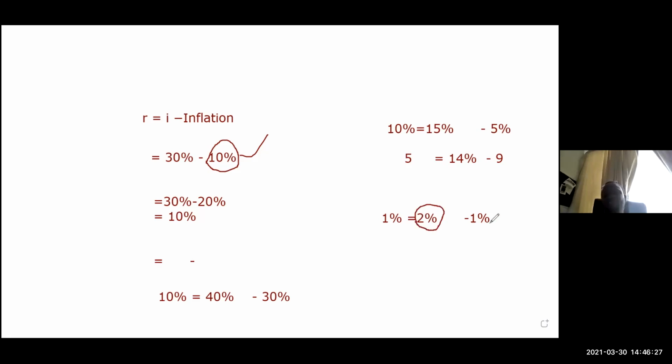Because the value of the dollar is the same, the cost of things are not so expensive. Then I don't have to charge a higher interest to defray inflation. But in a high inflation environment, in 20% inflation, nominal interest rates will be very, very high.